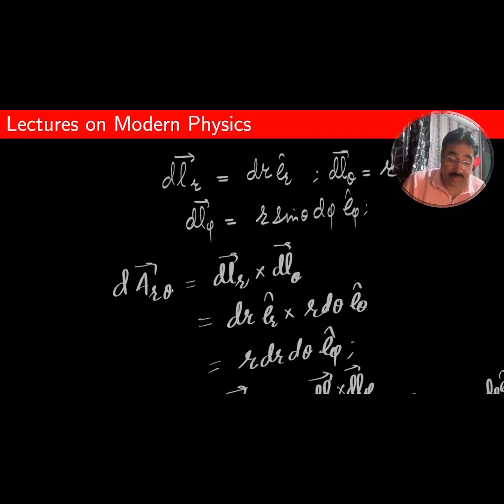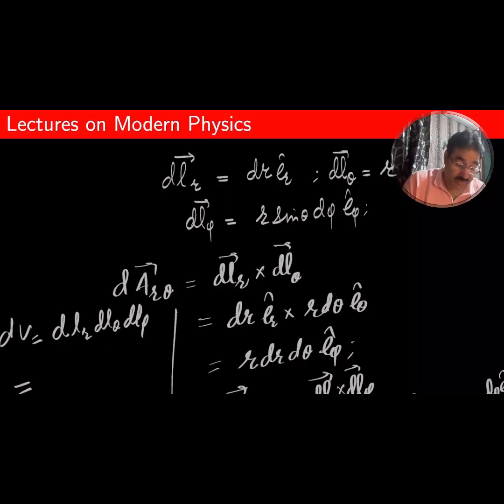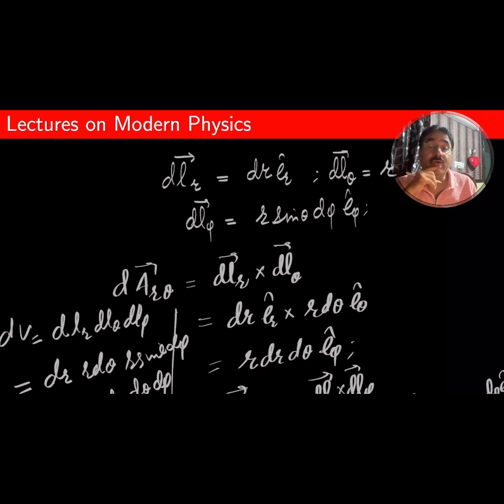Similarly, if you want to find the volume element, let's find dV here. That would be simply the product of these three, because the unit vectors will multiply to get 1. So it will be dLr, dLθ, and dLφ. dLr is dr, then r dθ, and r sinθ dφ. That would be r² sinθ dr dθ dφ. This is the volume element in a spherical coordinate system.